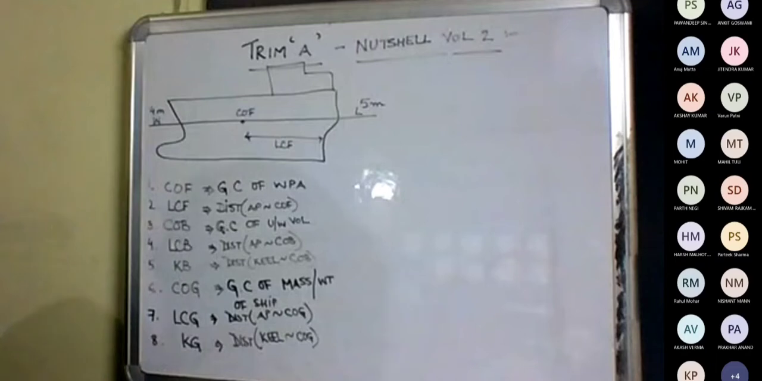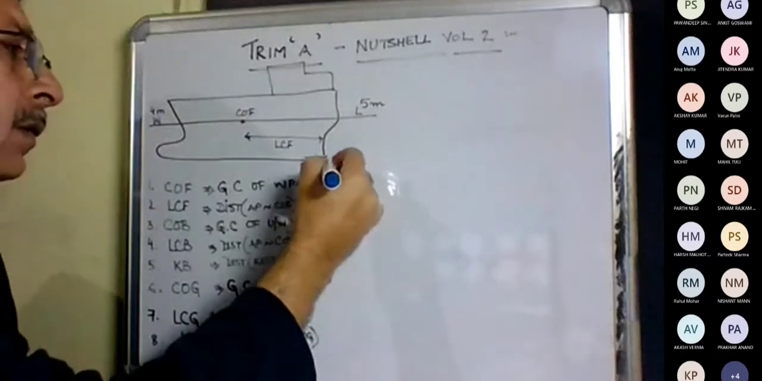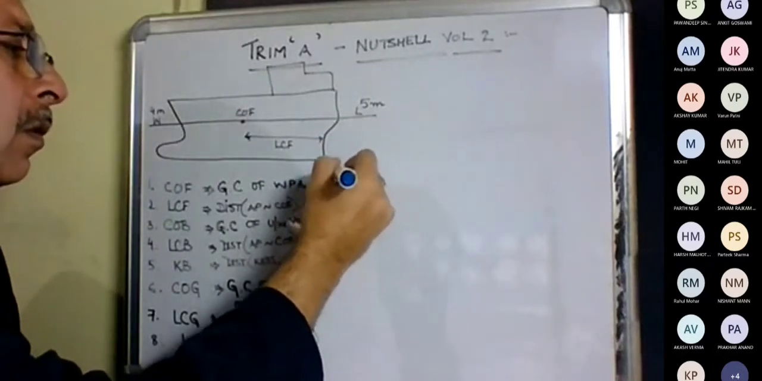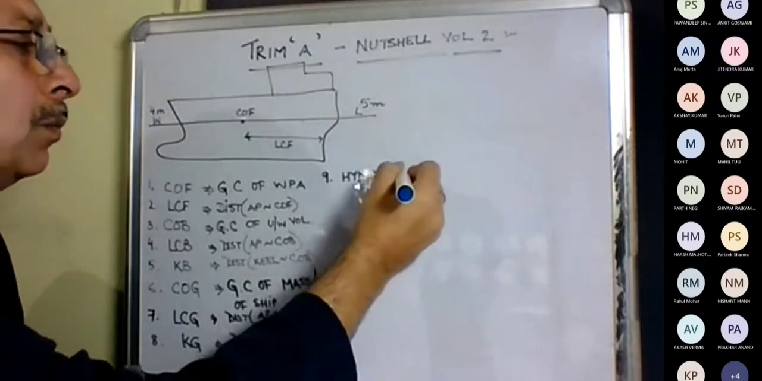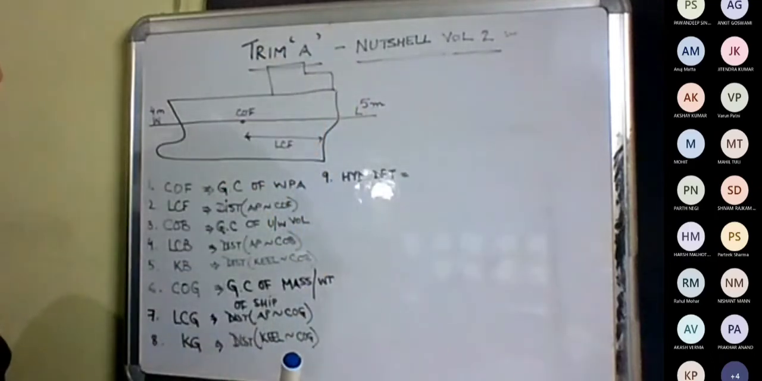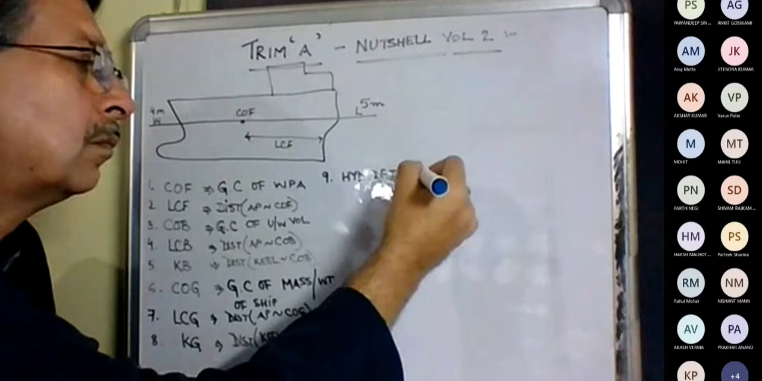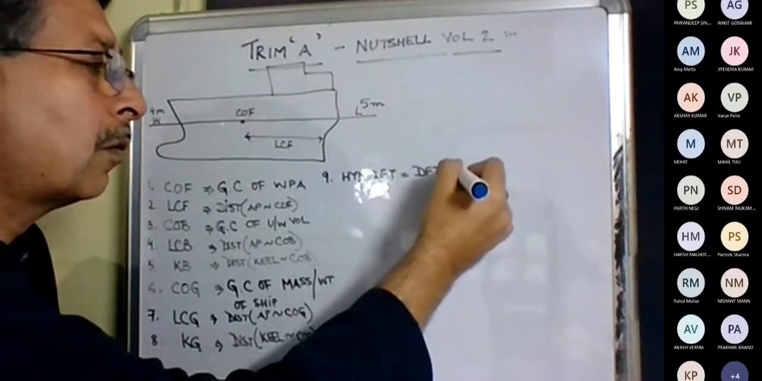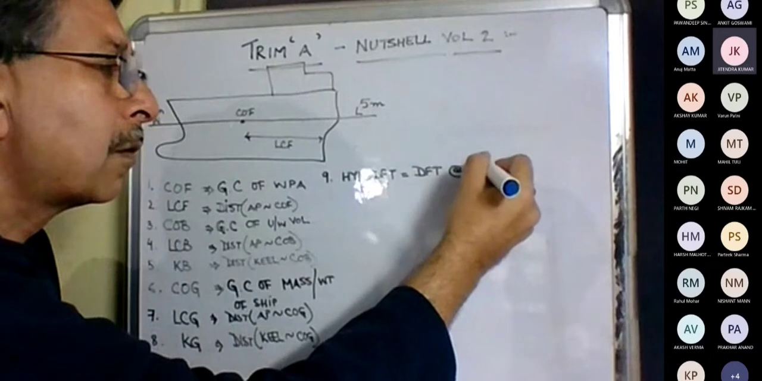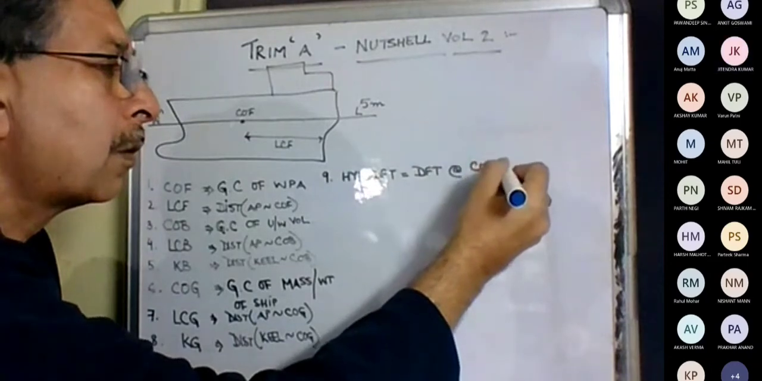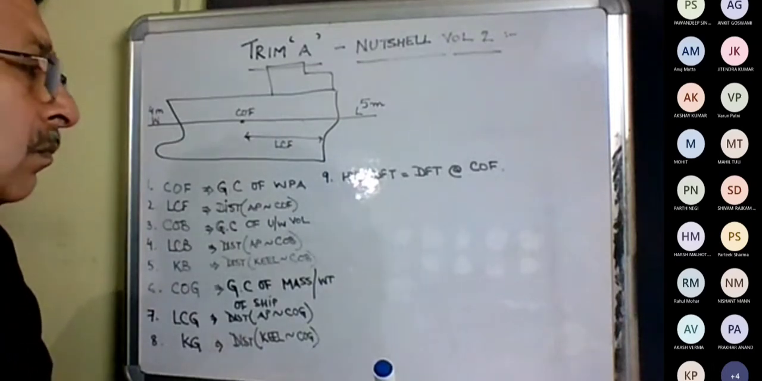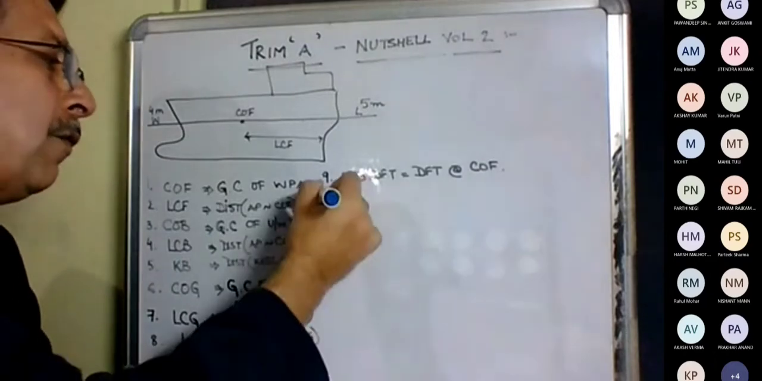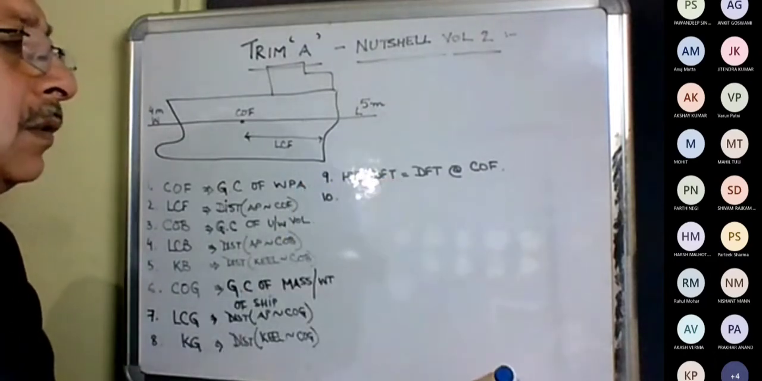Okay, are these basic definitions clear to you? These are the basic definitions. Next, what is hydrostatic draft equal to? The draft at center of rotation is known as hydrostatic draft.